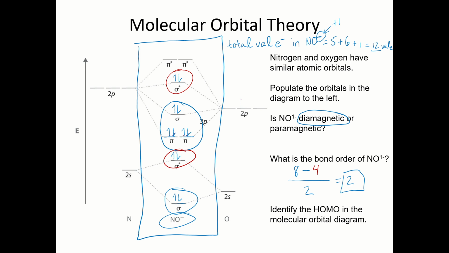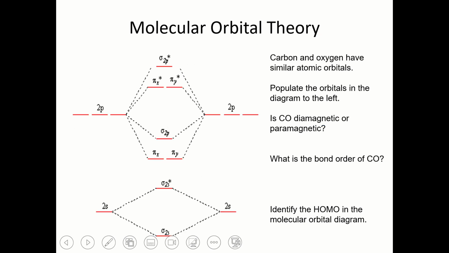And then identify the highest occupied molecular orbital. That is going to be up here, this anti-bonding sigma. Okay, now let's try one more example. This time we're looking at carbon monoxide. We'll just assume that we've got carbon here on the left and oxygen here on the right, and in the center represents our molecule, and I'll put it up top, of carbon monoxide.